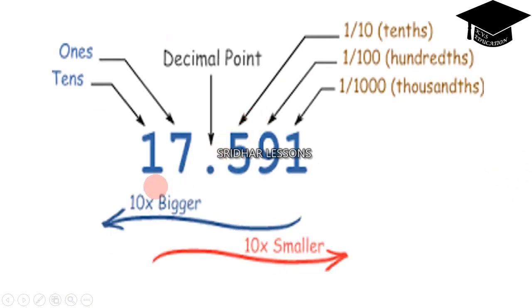One more example. 17.591. We know this is in ones position. This is in tens position. This point is known as the decimal point. And this is the tenth position. That means 1 by 10, tenth position. Next, this is the hundredths position, 1 by 100. And this is the thousandths position, 1 by 1000. This is how we are going to formulate the decimals.